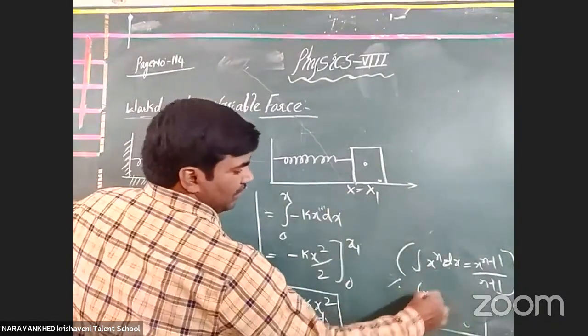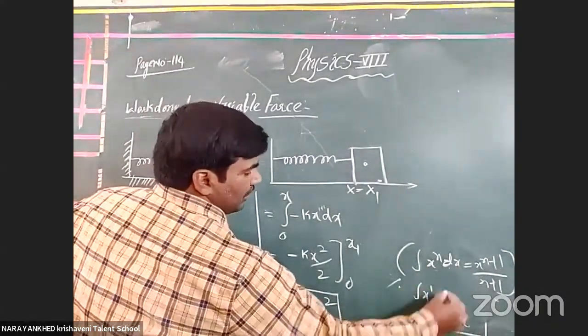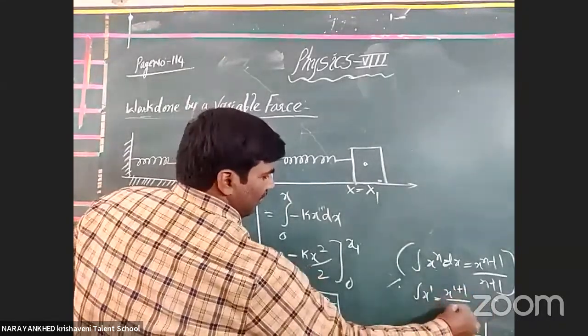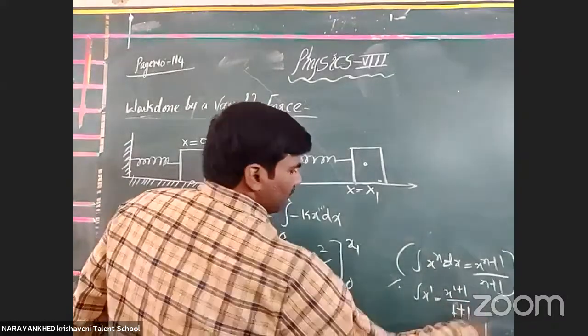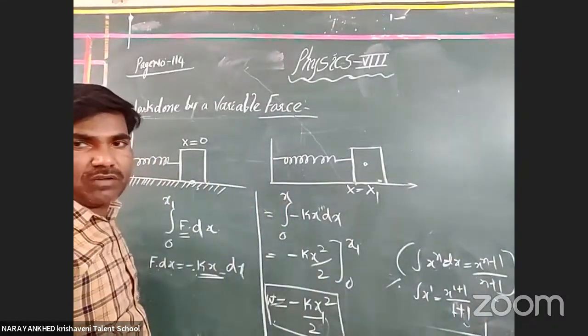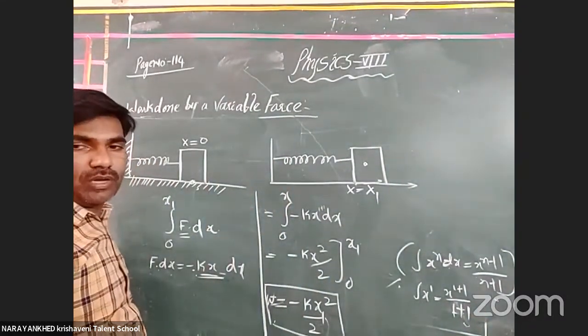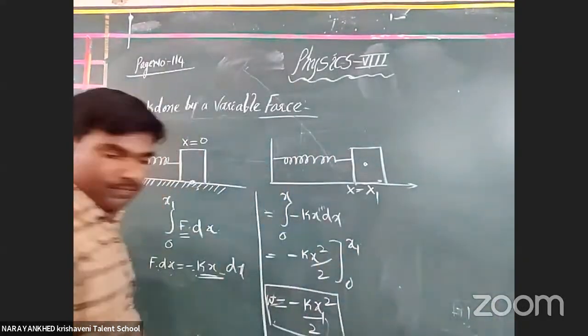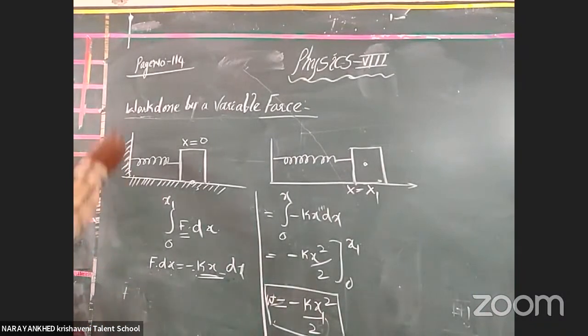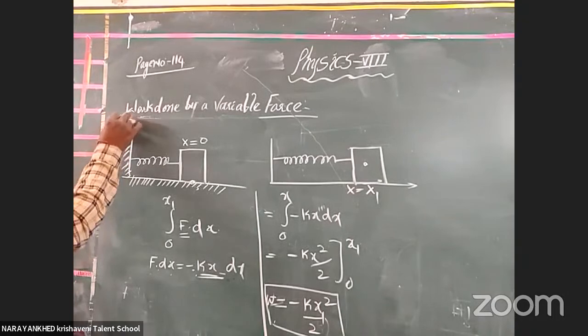What do we have to write here? With n equal to 1, it is x to the power of 1 plus 1 by 1 plus 1. Got it or not? Understood or not? It is x to the power of 2 by 2. This is what we have to write. Please move on. What is the heading? Work done in a spring. Spring forces.